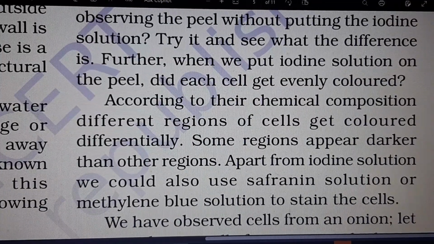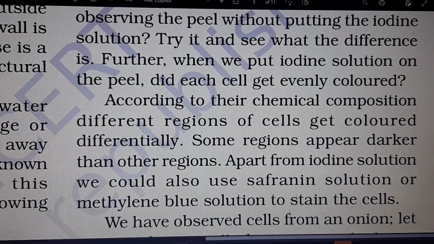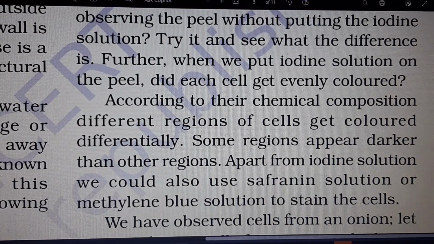what the difference is. Further, when we put iodine solution on the peel, did each cell get evenly colored? According to their chemical composition, different regions of cells get colored differently. Some regions appear darker than other regions. Apart from iodine solution, we could also use safranin solution or methylene blue solution to stain the cells.